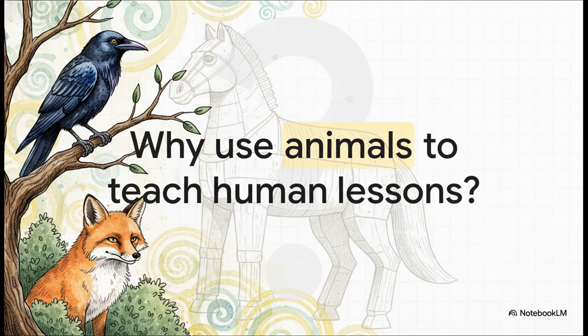Let's just dive right into this with a pretty provocative question. Why exactly are talking animals the perfect Trojan horse to completely bypass our human defensiveness and deliver these heavy moral payloads? Have you ever actually wondered why we don't just tell each other the lesson directly? Like, why dress it all up in the feathers of a crow or the fur of a fox?